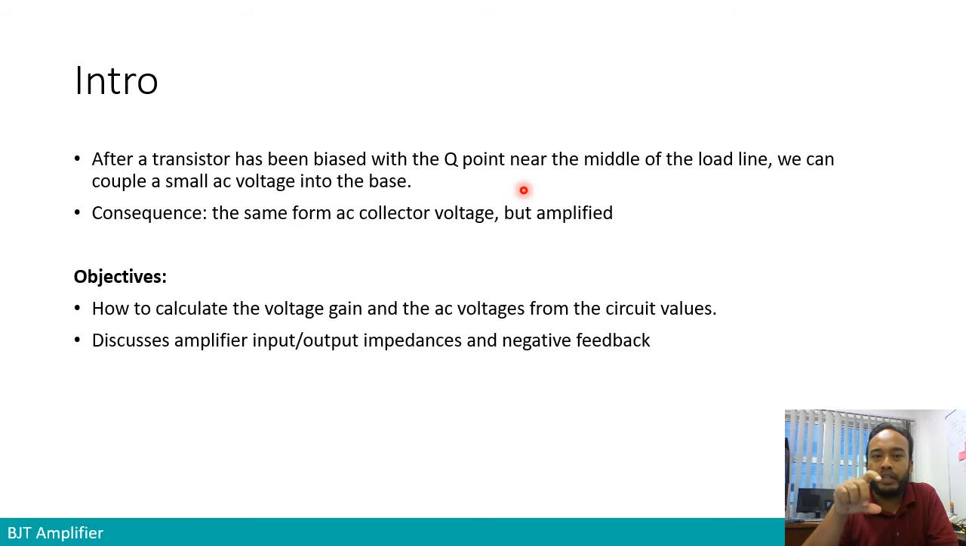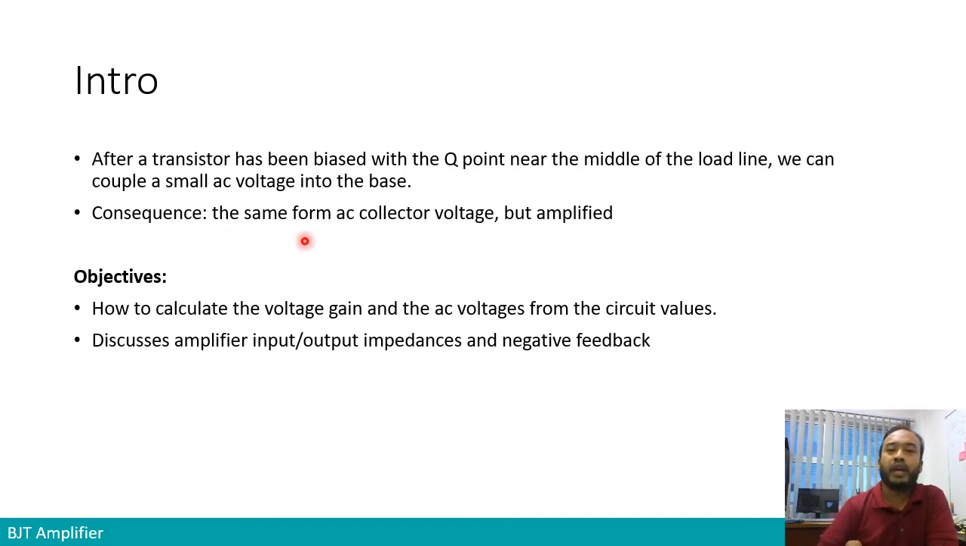Remember, what we did before was just biasing, and we have multiple types of biasing: base biasing, emitter biasing, and, for example, VDB or voltage divider bias. After biasing, in the base part of the BJT we can connect a small AC voltage that we want to amplify, so that at the collector terminal we pull out the same AC voltage but with a higher amplitude. The consequence of doing this is what we call an amplifier.